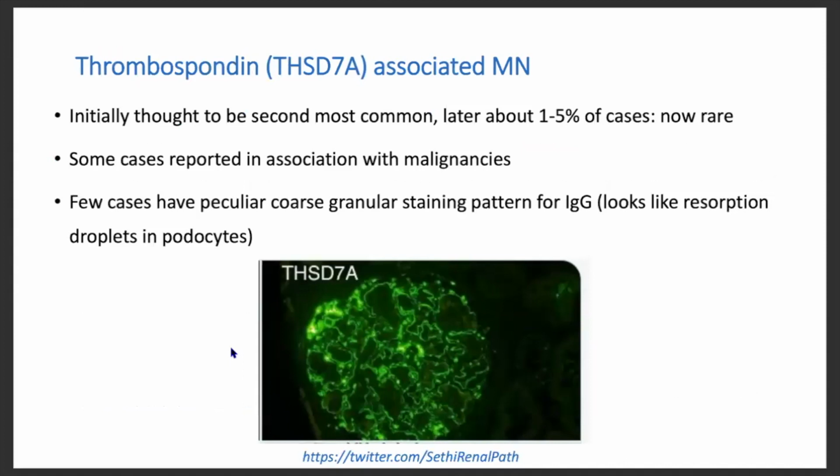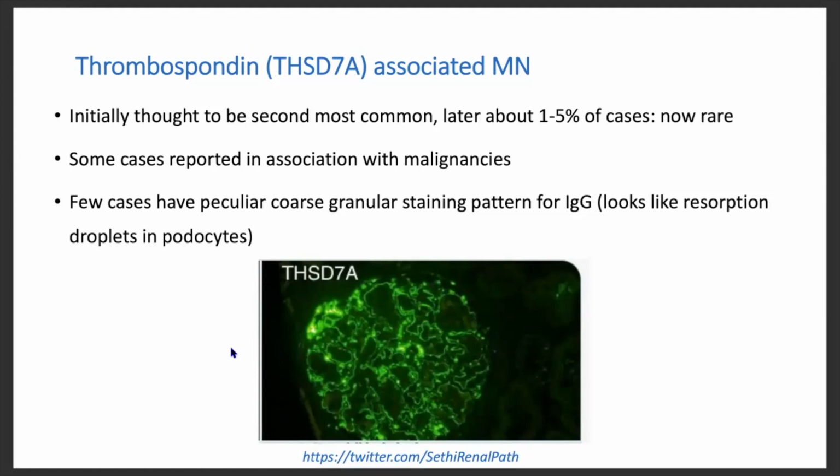We talked about thrombospondin earlier. Even in the original cohort and in our experience, a good number of these thrombospondin positive cases have an underlying malignancy. So this is one important development which has happened over the years. And from a pathologist's perspective, in some cases of thrombospondin you get a peculiar coarse granular pattern of staining in IgG. So this is what has been described here.